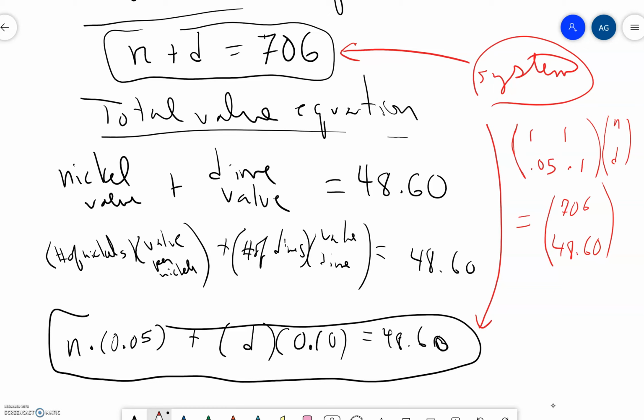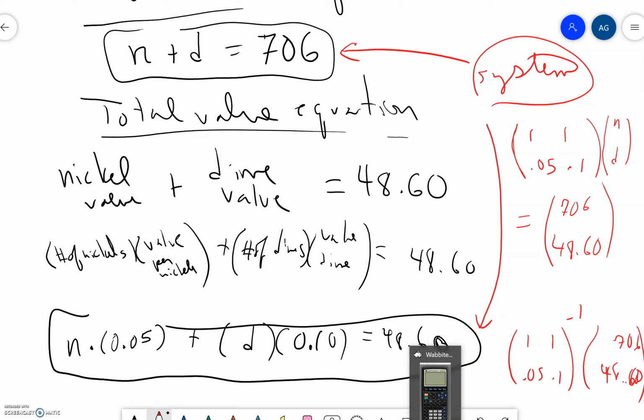$48.60. Okay, and then what we're going to do is take the inverse of this matrix and multiply it by this matrix. So that'll be [1, 1; 0.05, 0.1] inverse times [706; 48.60]. That's pretty illegible, isn't it? A little slightly better. And then we want to put all that in the calculator. So this is a 2x2 matrix. Okay, so let's quickly do that.